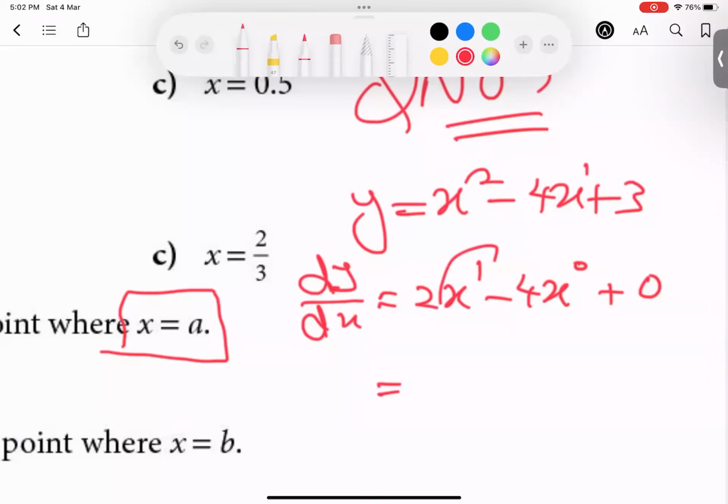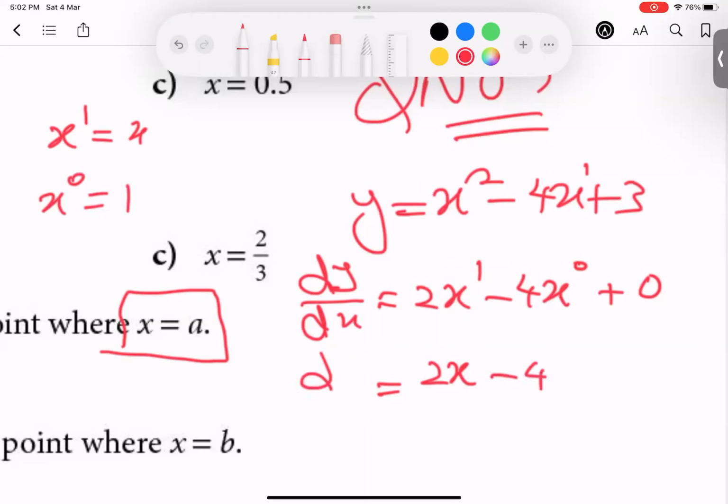When you simplify something to power 1, you write it or you don't write it, no issue. And something to power 0 is 1. I'm going to show you these 2 rules. Something to power 1 is the same answer and something to power 0 is 1. So that is why I got 4 only. So the derivative is completely over.